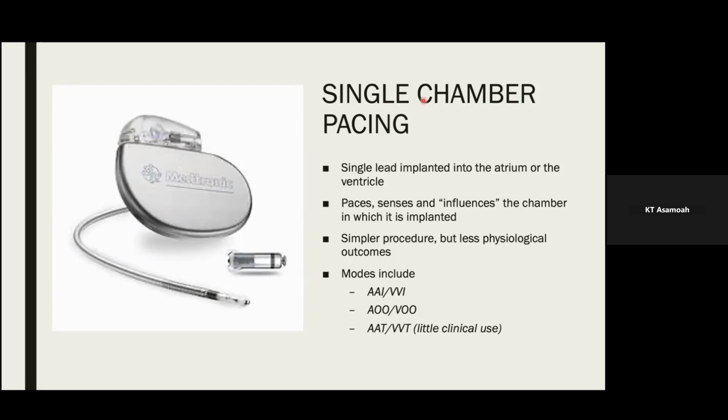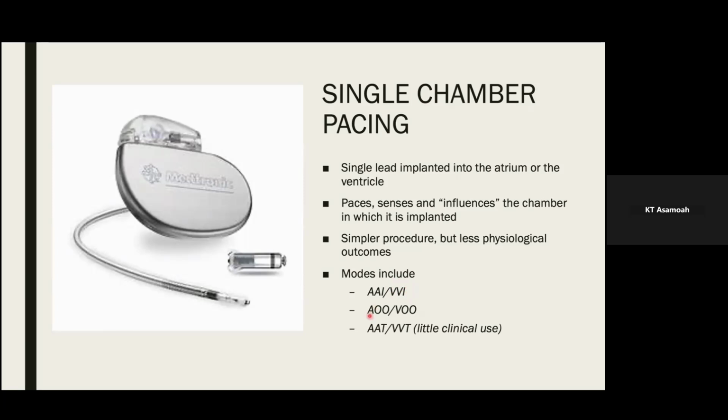So when we take single chamber pacing, we have these modes: AAI, which means you're pacing the atrium, sensing the atrium, and when you sense, you inhibit. If you don't sense, you end up pacing. VVI, you pace the ventricle, sense the ventricle. If you sense ventricle activity, you inhibit. So you hold pacemaker charge.